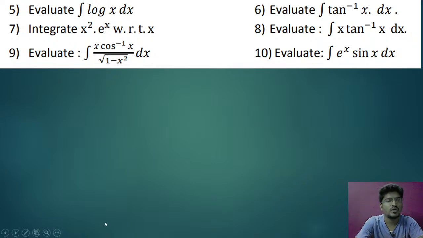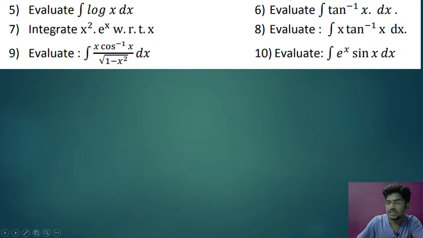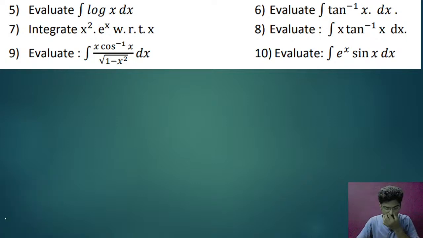Yesterday we already covered some problems, including integration of tan inverse x. Now I am going to continue with problem number 7, where we stopped yesterday. So go on understanding the problem.